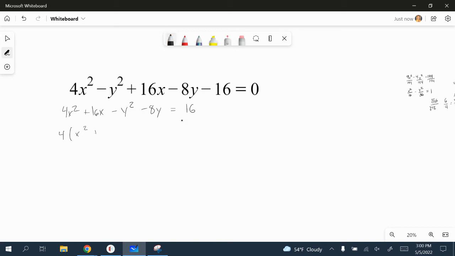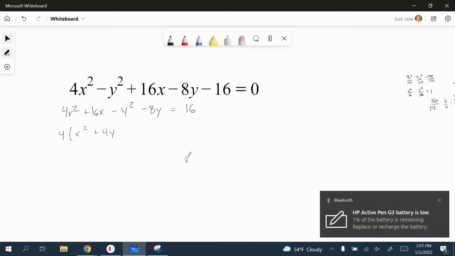Oops. Oh, not yx. I don't know why it's not erasing. Oh no, I might have lost my marker. Hang on one second. Ran out of battery. I can plug it in though. There we go. That's better.